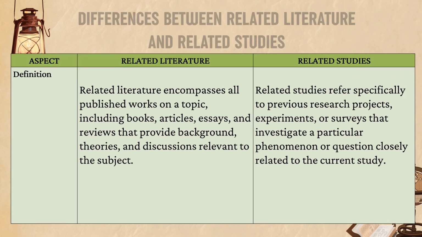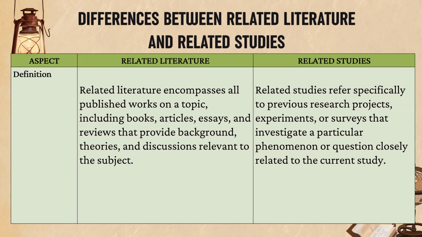Let's discuss the differences between related literature and related studies. By definition, related literature encompasses all published works on a topic, including books, articles, essays, and reviews that provide background, theories, and discussions relevant to the subject. While related studies refer specifically to previous research projects, experiments, or surveys that investigate a particular phenomenon or question closely related to the current study.